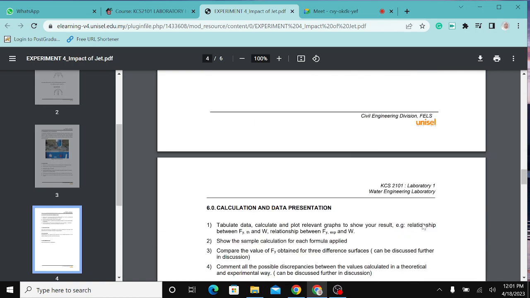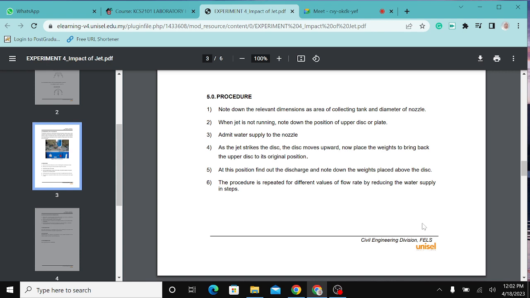Then the procedure, you have 6 steps. Note down the relevant dimensions such as the area of the collecting tank and the diameter of the nozzle. When the jet is not running, note down the position of the upper disc. Then admit water supply to the nozzle. As the jet strikes, the disc moves upward, then place the weights to bring the upper disc back to its original position. At this position, find out the discharge and record the weights placed above the disc. Then repeat the process for different values of flow rate by reducing the water supply in steps.